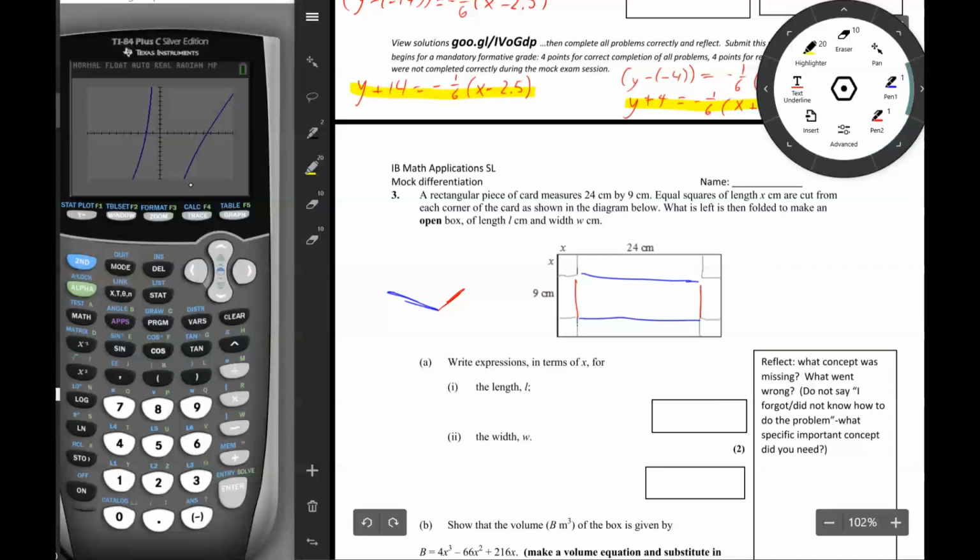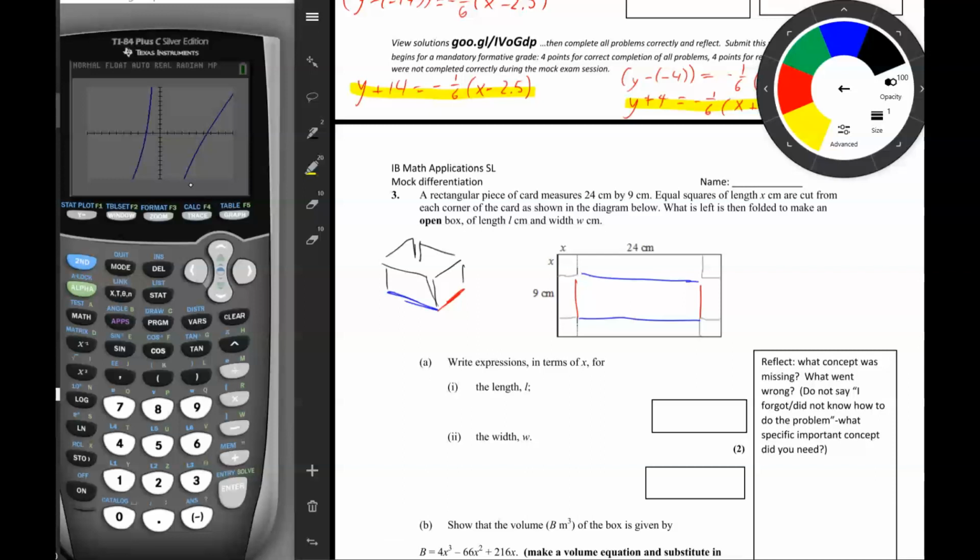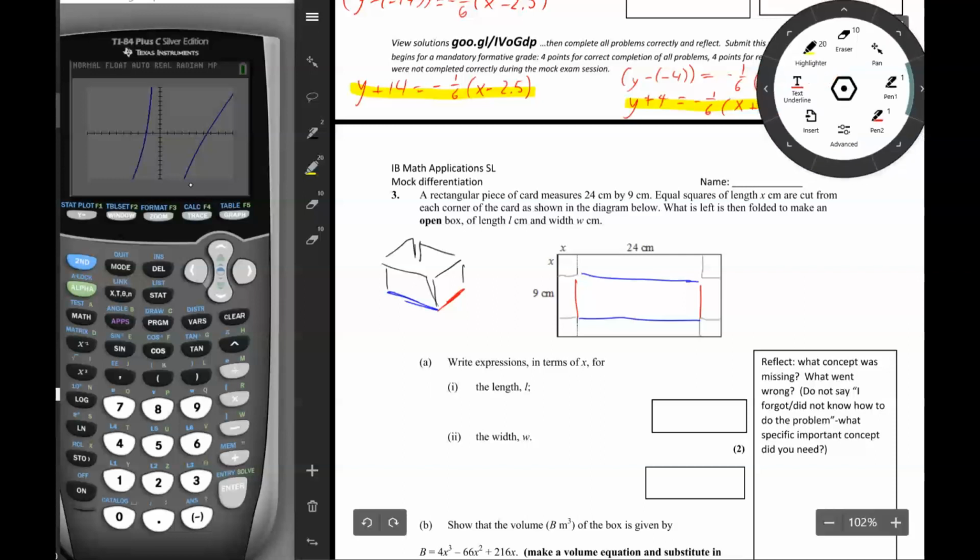Okay, and then the heights, I'm going to draw in black. So basically I folded up all the edges, and then you could see that the red edge is like the width, and the blue edge is like the length of the resulting box, right?